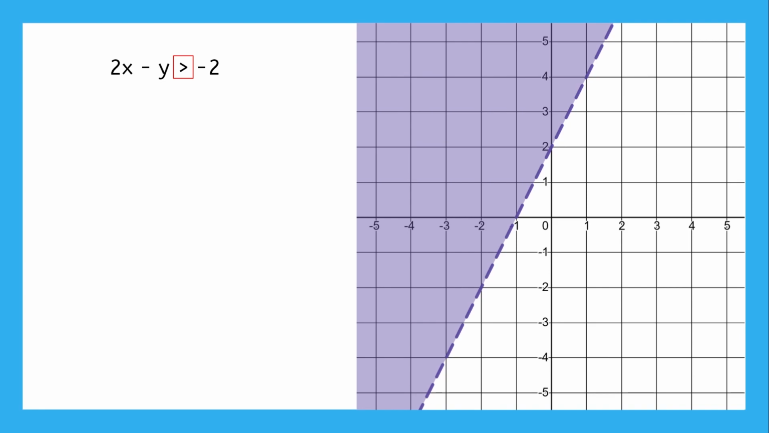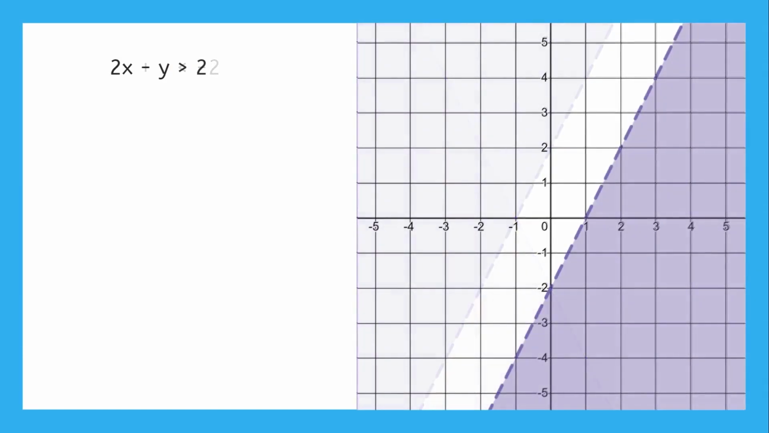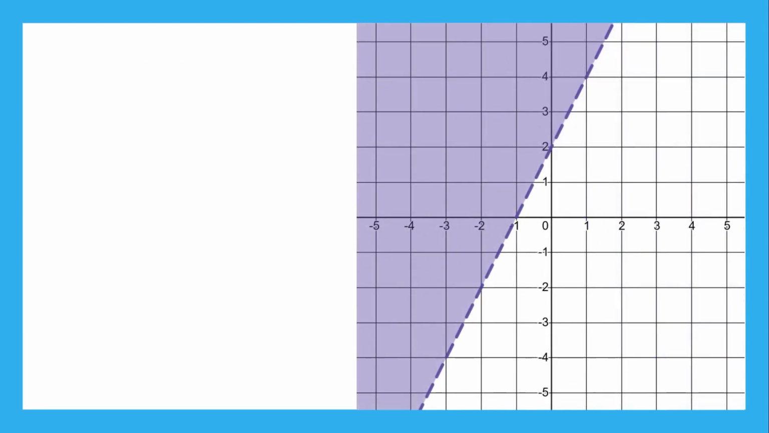See, that above or below trick only works when the x and y are on different sides. With standard form, it's a little more complicated. This graph is shaded below and does use the less than sign. This graph is shaded below but uses the greater than symbol, and this graph is shaded above with a greater than symbol. So if you need to write an inequality in standard form, here's what you should do to make sure you get the symbol correct.